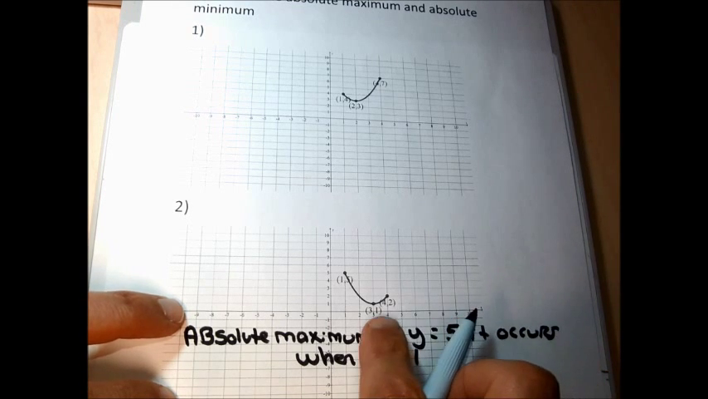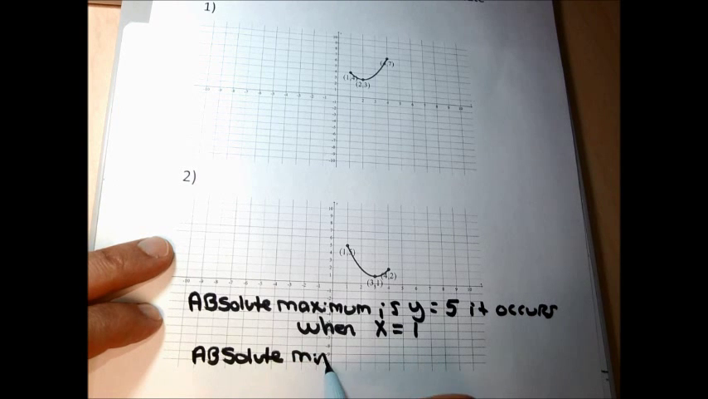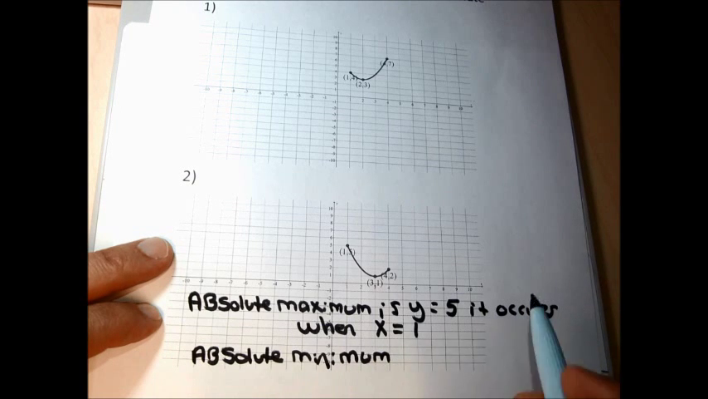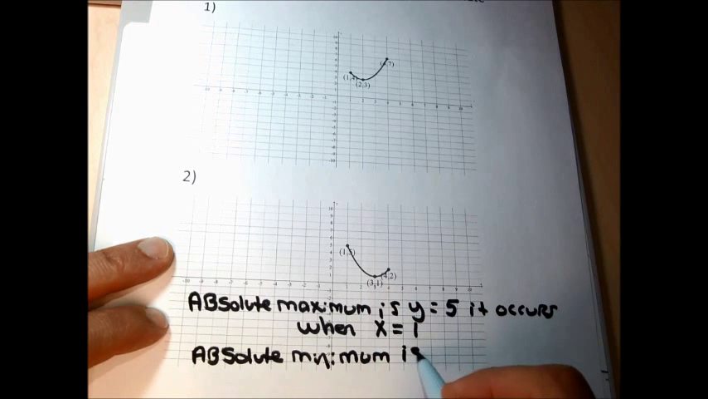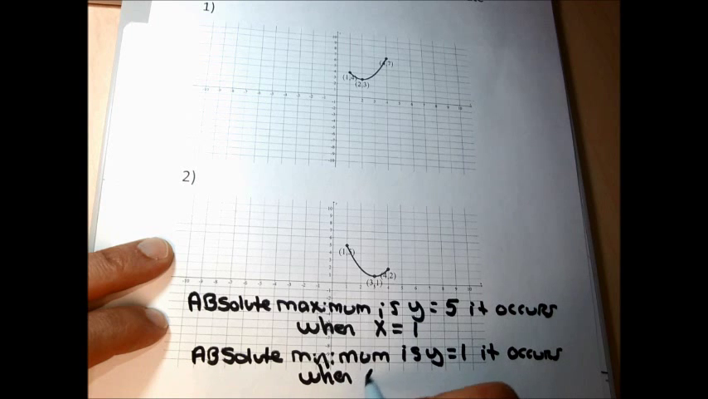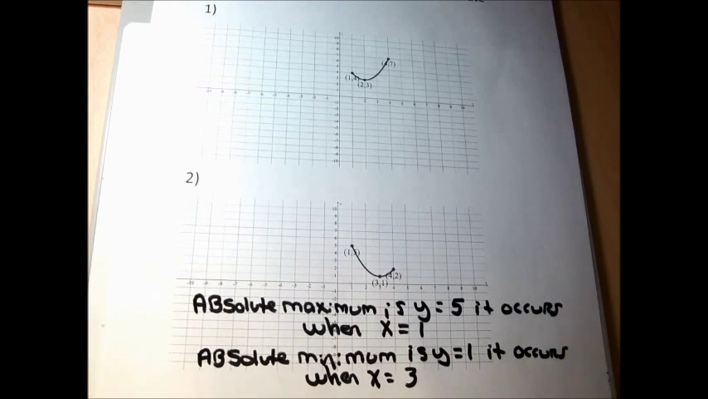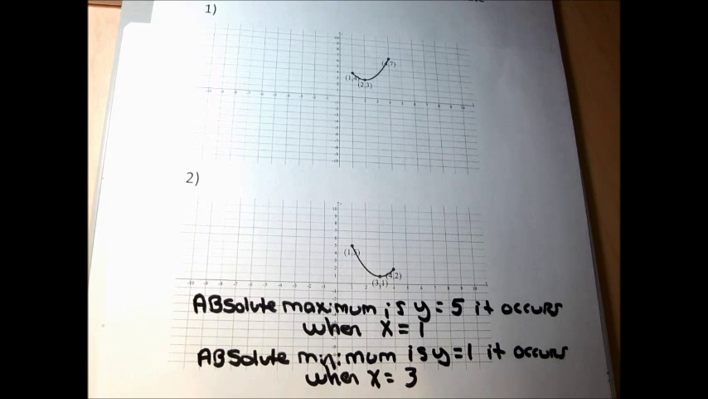Similarly, for this minimum point, if I wanted to describe this nicely, I might say the absolute minimum, which means the smallest y value of any point in this region, is y equal 1, and it occurs when x equal to 3. I know that as I get deeper into this section, I'm not going to want to write this for every single problem, so I'm going to develop some sort of shorthand that means the same thing to me. But this is the proper way.